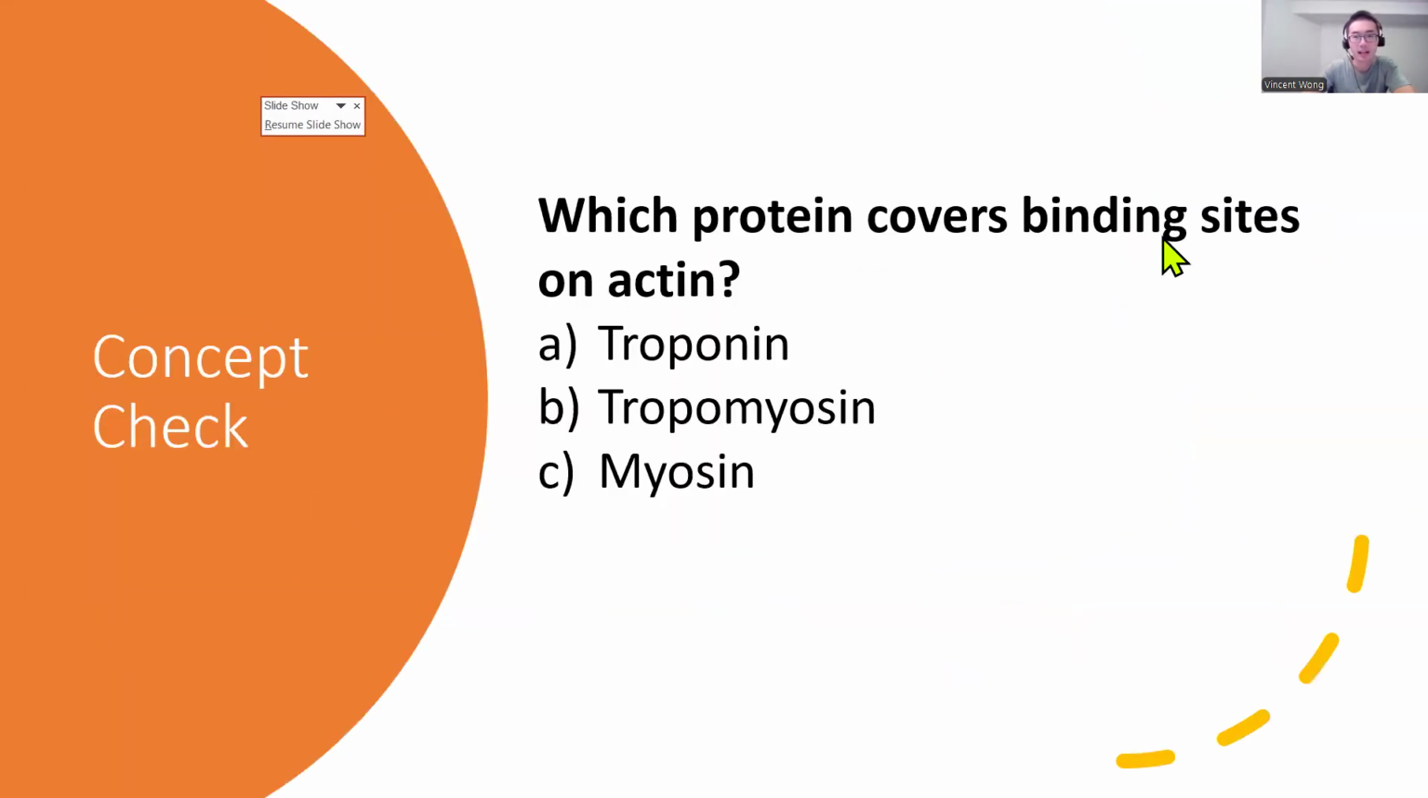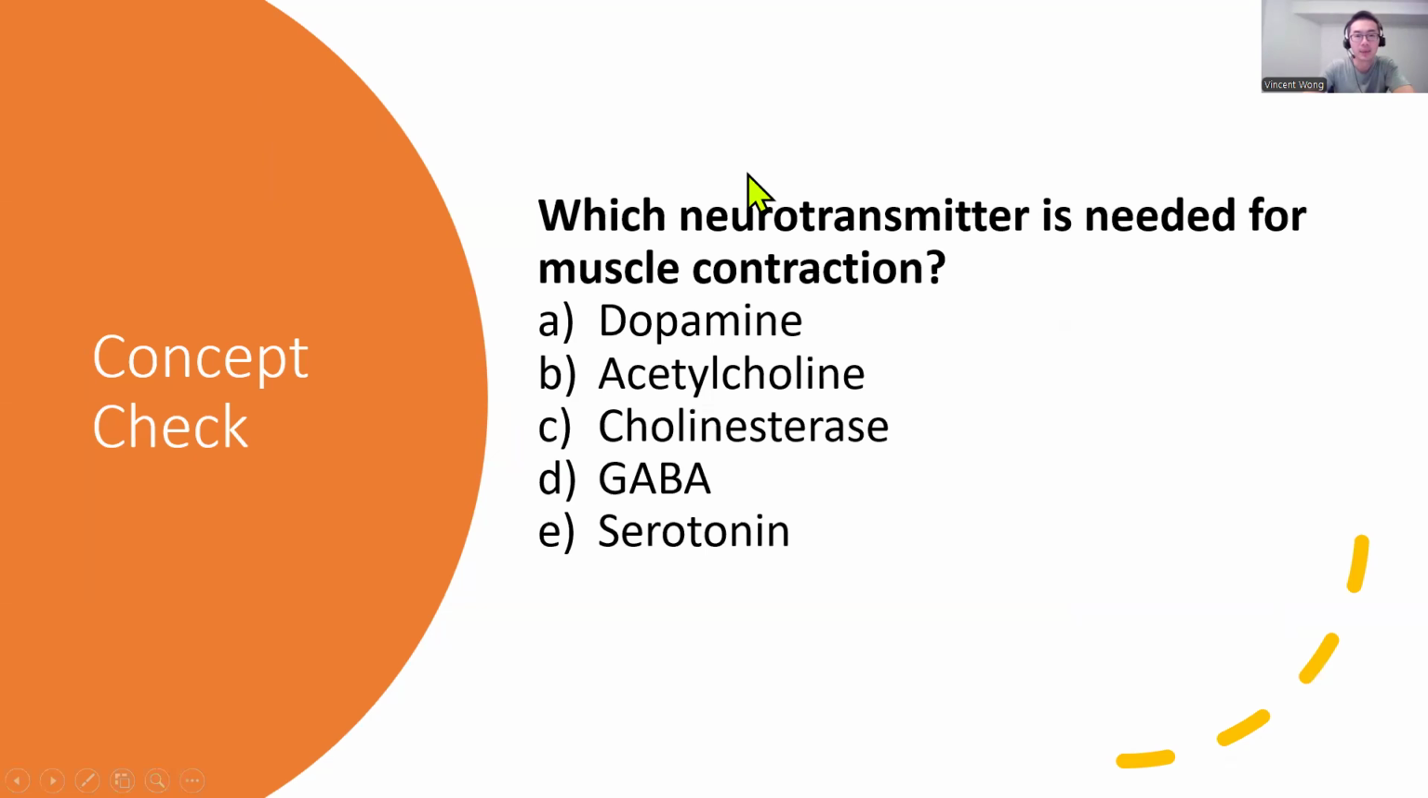Which protein covers binding sites on actin? I'm just going to tell you the answer. It would be the tropomyosin. The troponin controls the tropomyosin. Answer is B. And last one here: which neurotransmitter is needed for muscle contraction? It is acetylcholine.